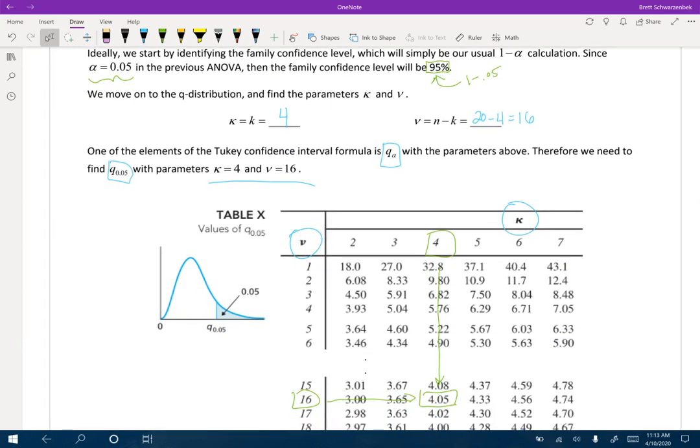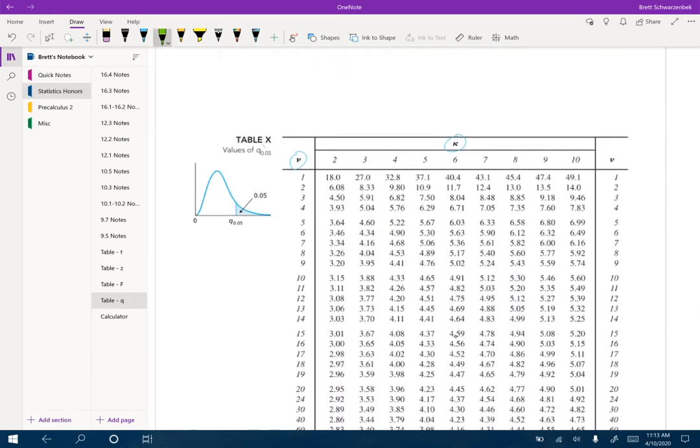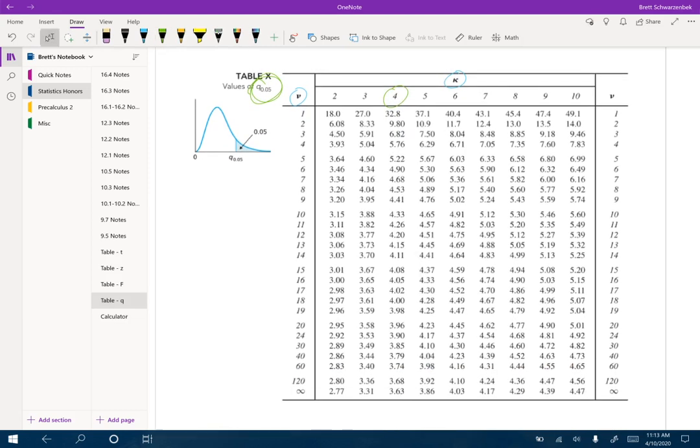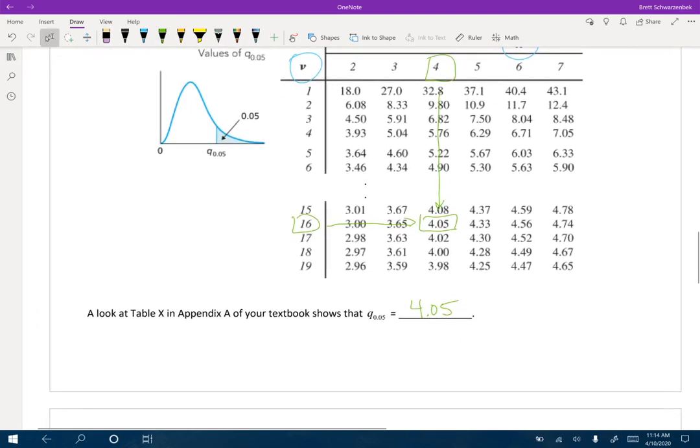And just to be clear, if we go to the q table, the q 0.05 right here, we have kappa and nu. Again, what are the parameters? It was 4 and it was 16, right? So if we had the full table, we would go and we would find 4.05 as our value for Q sub alpha, 4.05.